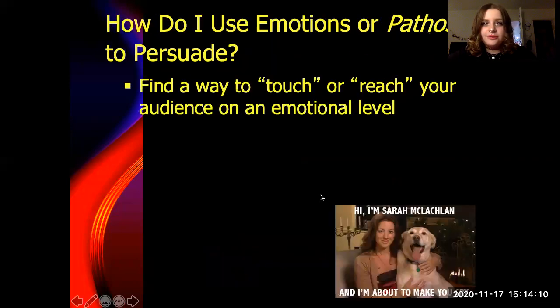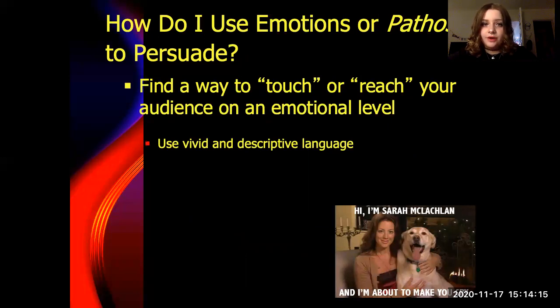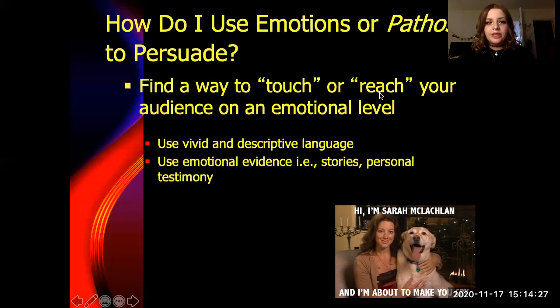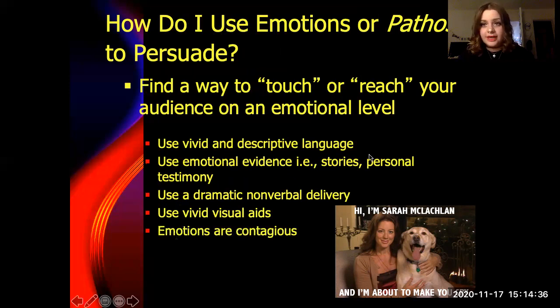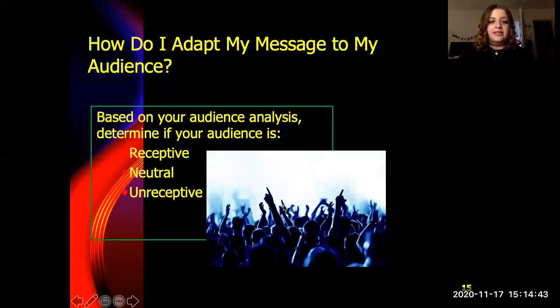And so, how do we use pathos? This is finding a way to reach your audience in an emotional way. For example, you can use vivid and descriptive language and emotional evidence, so stories, personal testimonies, and dramatic stories. You're not allowed visual aids on the group presentation, but you can describe visual aids. And emotions are contagious.